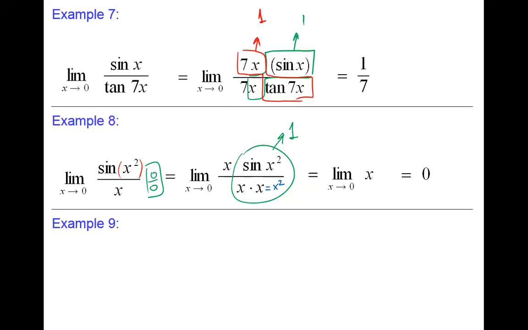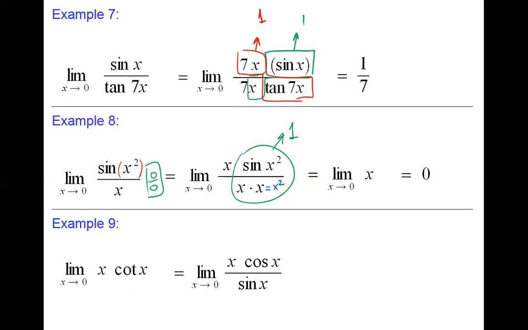Example number 9. X times cotangent x. Oh, interesting. As x goes to 0, x is 0, cotangent at 0. What's the value of cotangent at 0? I think cotangent at 0 is undefined, right? Because cotangent is cosine of x over sine of x, and sine at 0, of course, is 0, but placing sine in the denominator will give me an undefined value. That's why cotangent is not defined at 0.